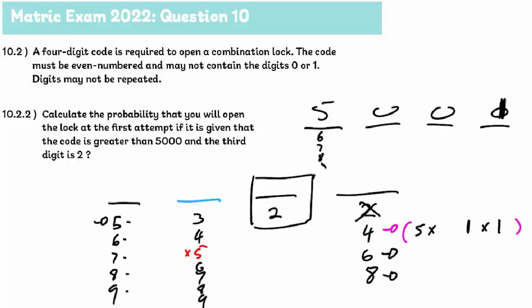That means we've got 1, 2, 3, 4, 5, 6 numbers available. But we've used the number 4 already. Therefore, number 4 is also out. Therefore, we got 1, 2, 3, 4, 5 numbers. So the possible combinations for a code ending with a 4 is 5 times 5 times 1 times 1. And then we can do it again for the 6.